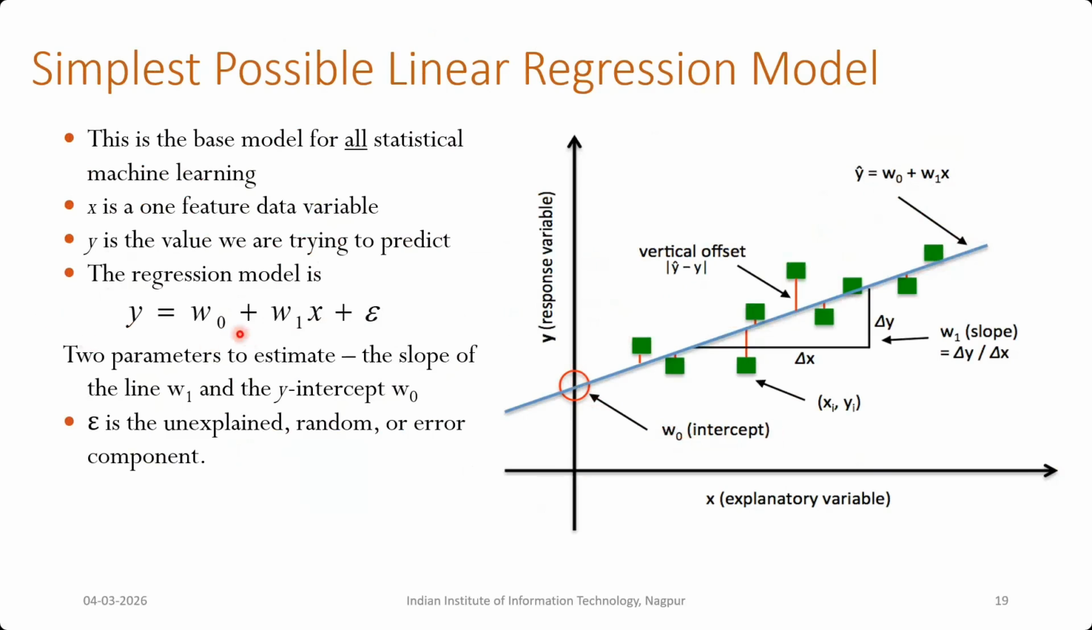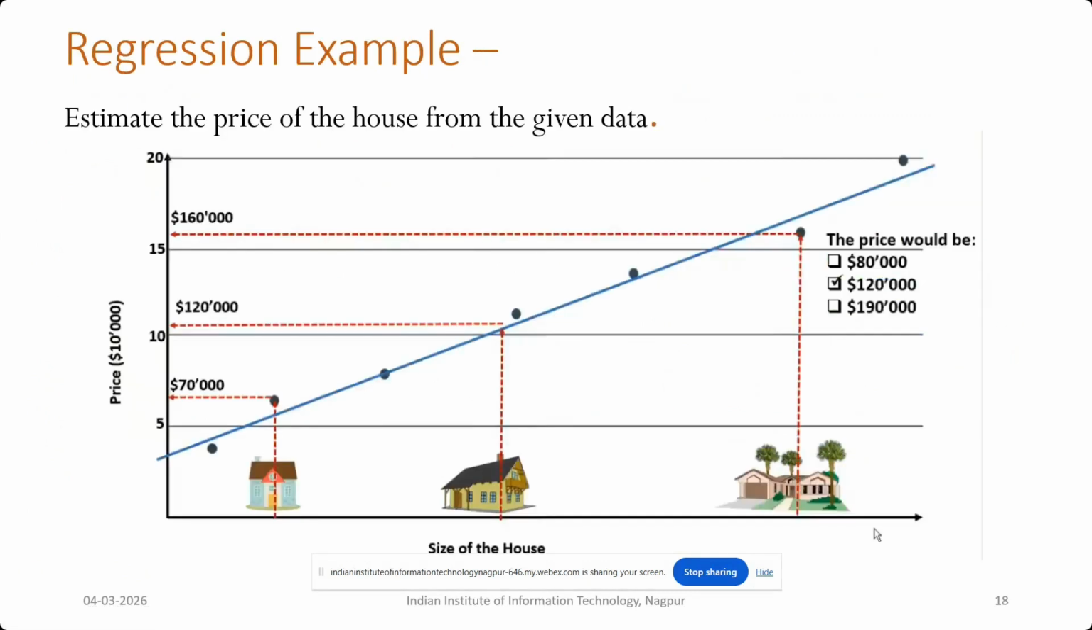Okay, so here in this case, this w0 is basically the y-intercept, and this w1 is nothing but the slope of the line. I'm looking for this regression line which will be considered as the best line, and I'm trying to pass this line through all the points.